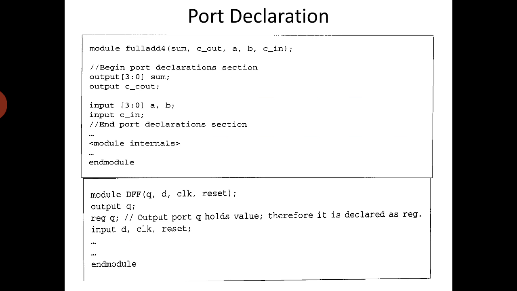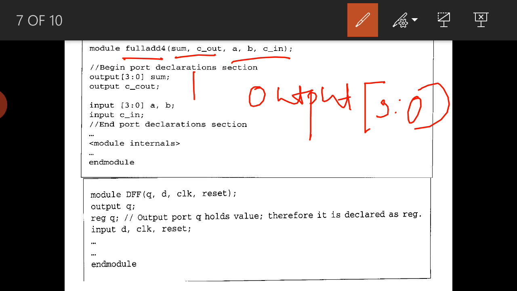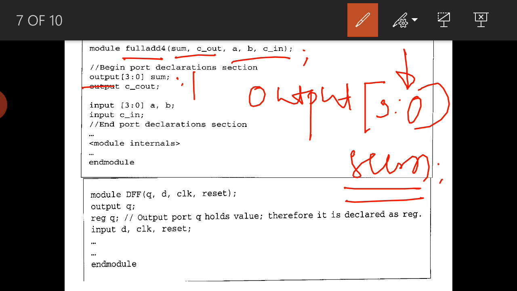Here is an example, again of the 4-bit full adder. This is the module name, with 2 outputs and 3 inputs. Here we are declaring the size. The output sum is of 4 bits, that is 3 down to 0, sum. What is the format here? The output keyword, then the size of the variable, then the variable name, and after that a semicolon. Here also we should write the semicolon. This is one statement, semicolon. This is one statement, semicolon. This is 4 bits.